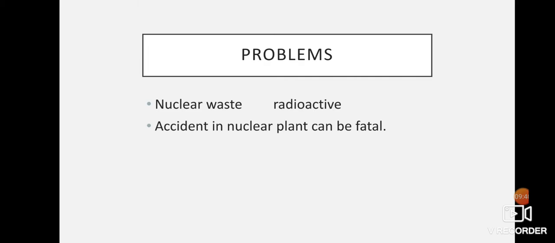Another problem is that if an accident happens in the nuclear power plant, it can be very fatal. This is because the accident may release harmful radioactive substances.